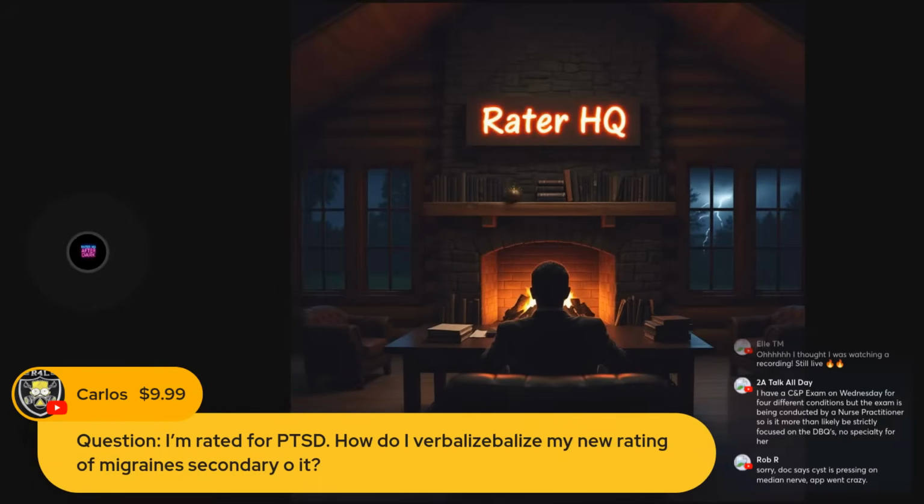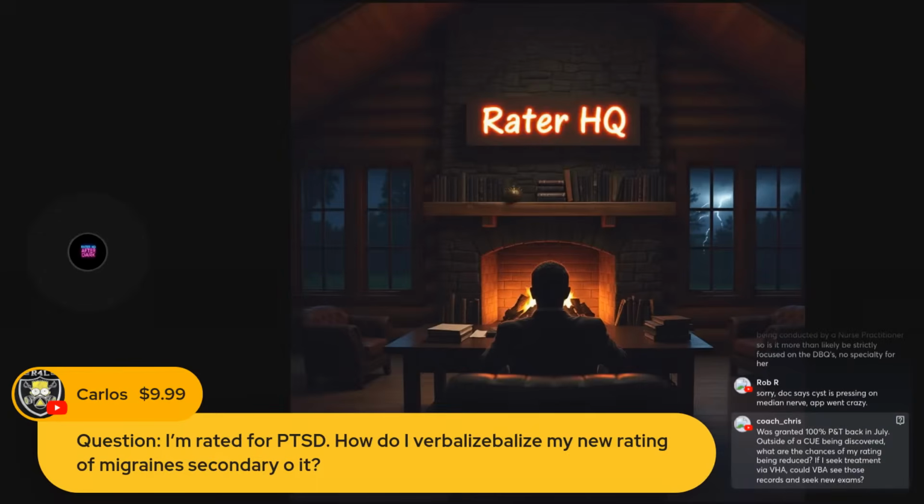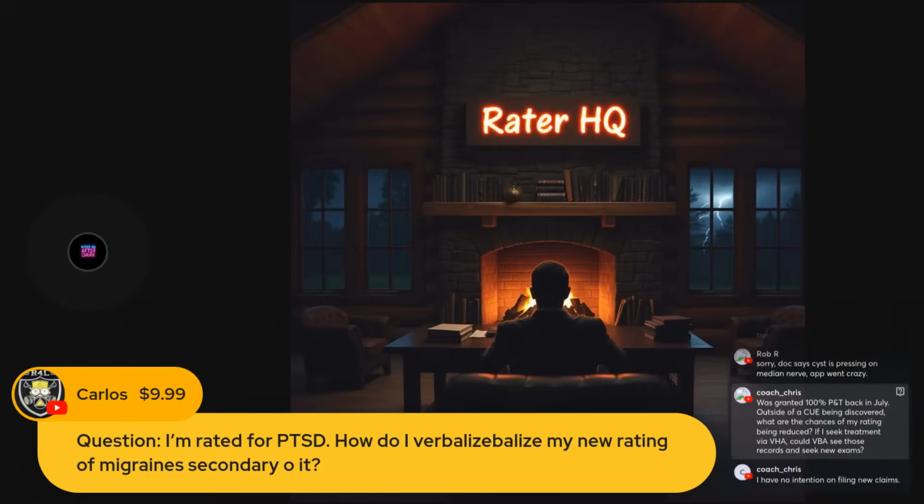It was migraine secondary to PTSD, or migraine secondary to panic attacks from PTSD, and then put in the 4138, basically stating that your mental health symptoms haven't changed and you're not requesting an increase at this time.